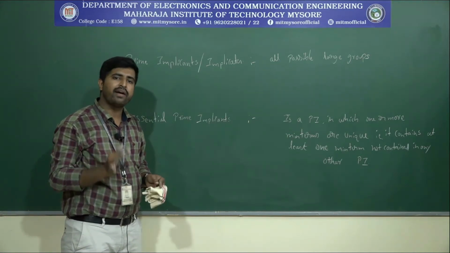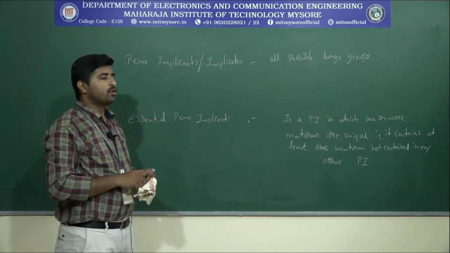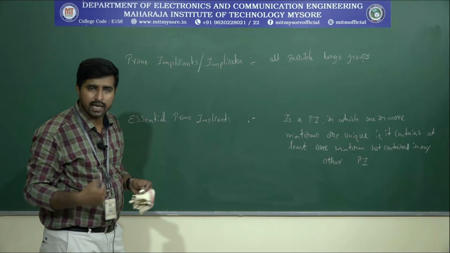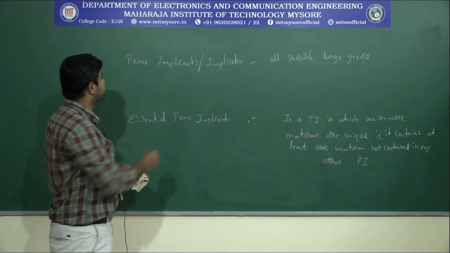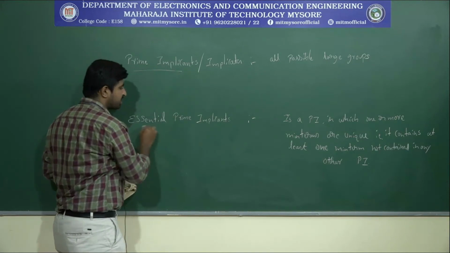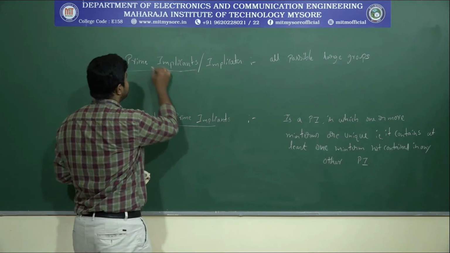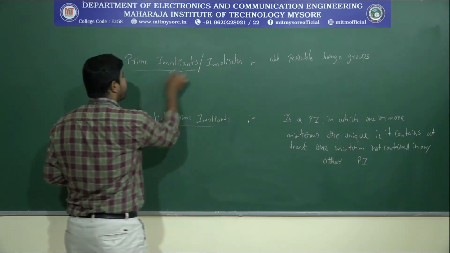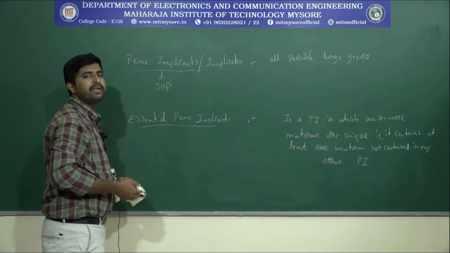That means a simplified POS or simplified SOP expression. Okay, to understand how to get a simplified expression from the K-map, we need to understand two terminologies or concepts called prime implicants and essential prime implicants. Okay, so here there are two words, prime implicants and prime implicates. Prime implicants correspond to writing the SOP expression, that is, min terms.